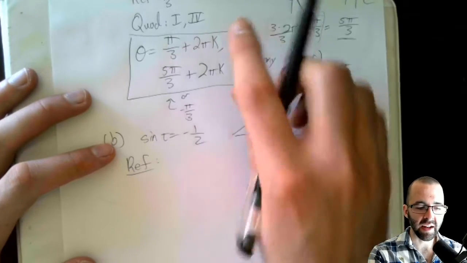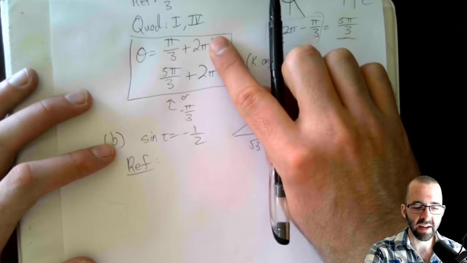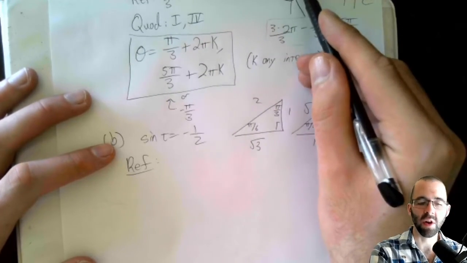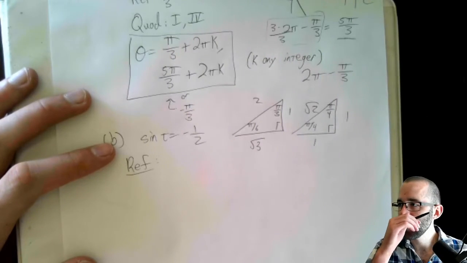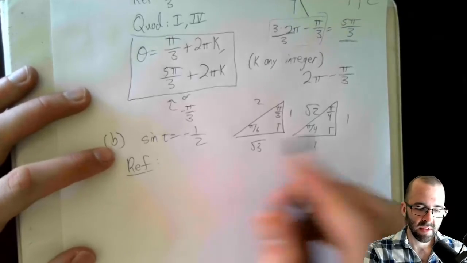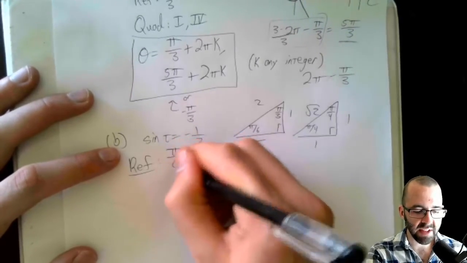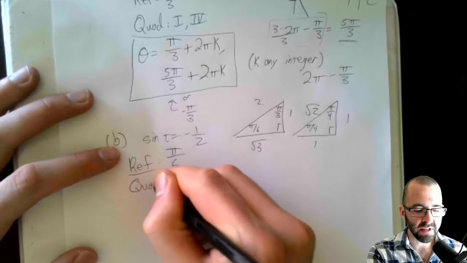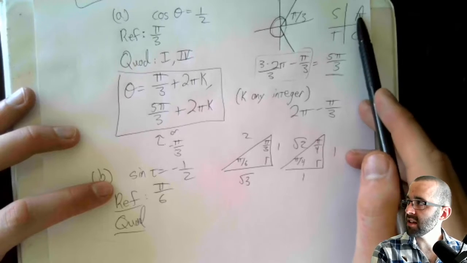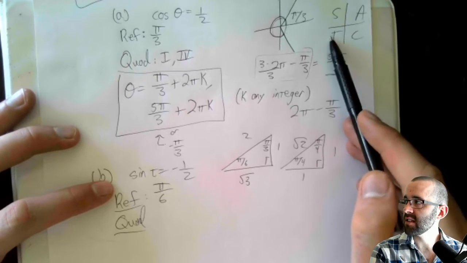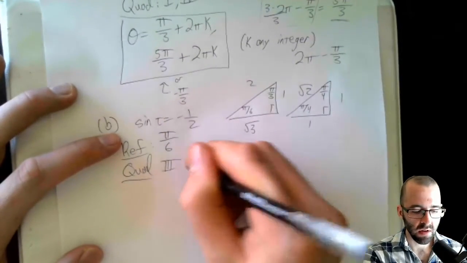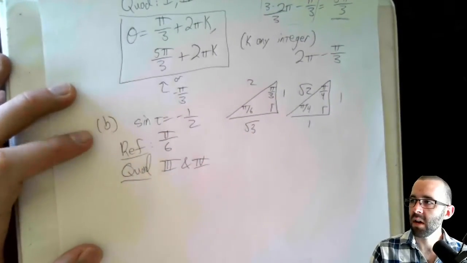K is any integer multiple, so k can be 1, in which case we add 2 pi. K can be 2, then we add 4 pi, k of 3 we add 6 pi. So it's just getting all of the coterminal angles. So we got pi over 6 as our reference angle, and then we need to figure out what quadrants sine is negative in. Sine's positive in the first and second quadrants, so sine's negative in the third and fourth.